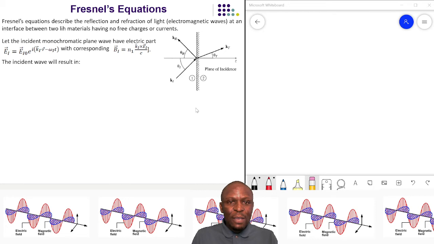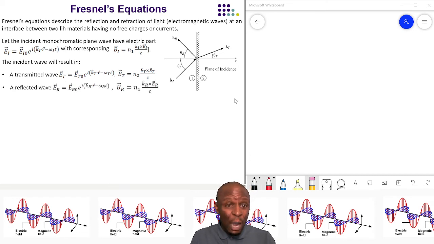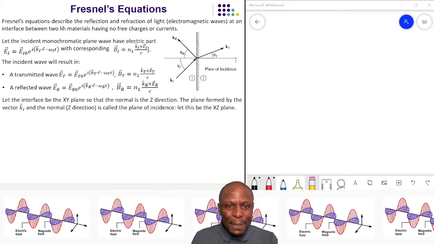Now, the incident wave results in the following. That's why you see the subscript i and then the amplitude of the electric field. Here you see the transmitted wave with the corresponding magnetic field. And you are also going to have the reflected wave in terms of the electric field, with subscript r, and the corresponding magnetic field is given by that. This is very important because we know from Faraday's law that E induces B and B induces E. You cannot have one without the other. This is what we have seen from Faraday's law. Now, let the interface be the xy plane.